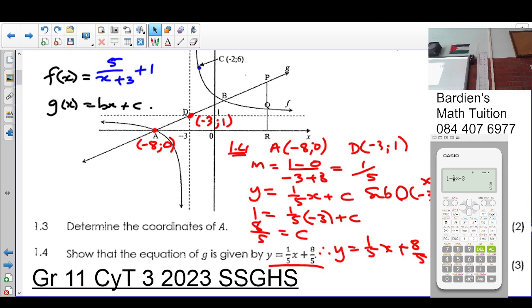Okay. So now the g of x is defined by that. Okay. So it's 1 over 5 x plus 8 over 5.